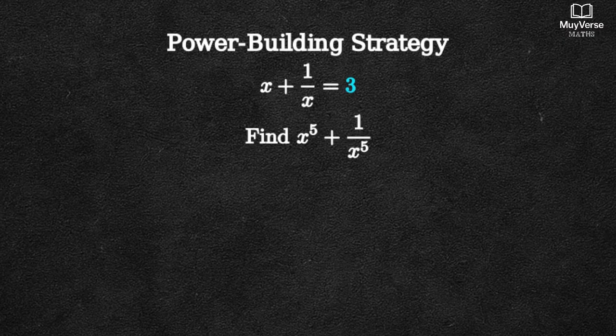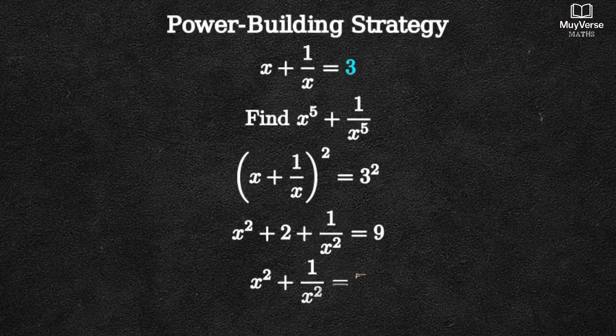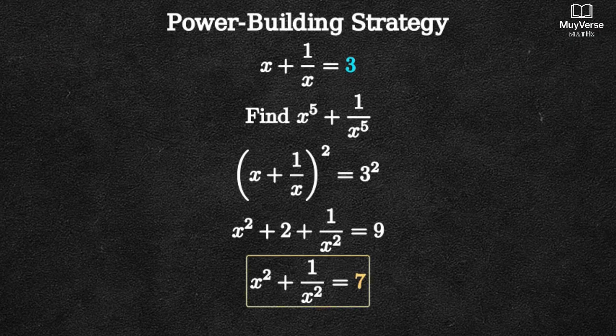Step 1. Square both sides. We square x plus 1 over x and also square 3. Expanding the left side gives x squared plus 2 plus 1 over x squared equals 9. Subtract 2 from both sides. So x squared plus 1 over x squared equals 7.